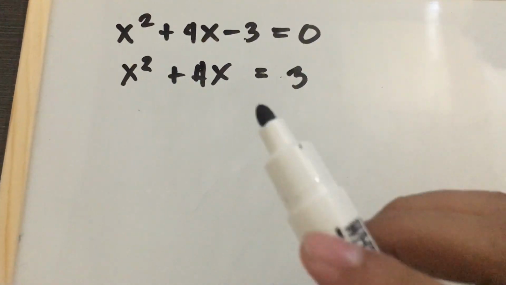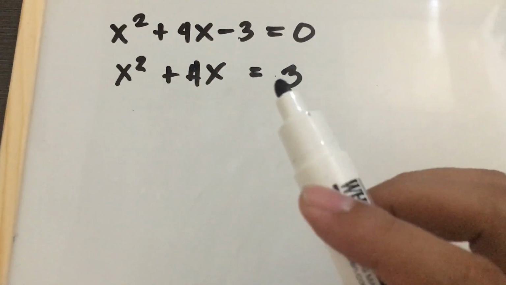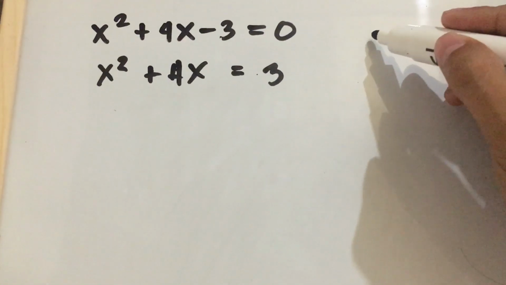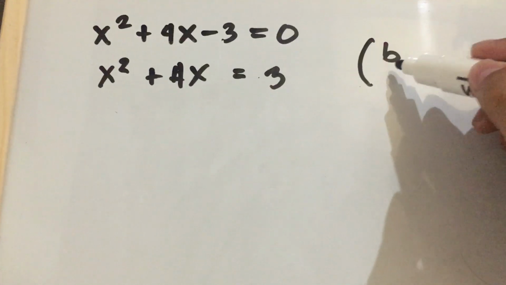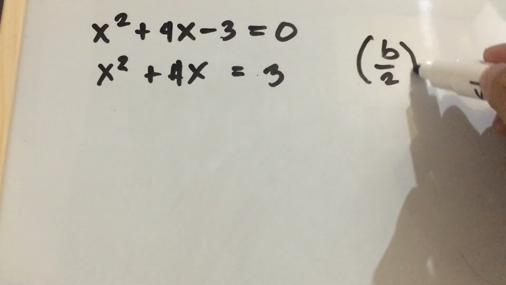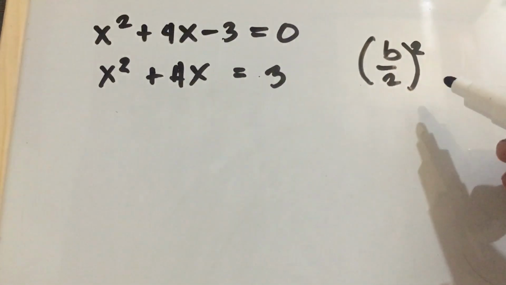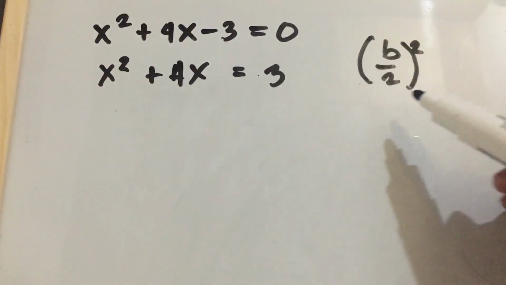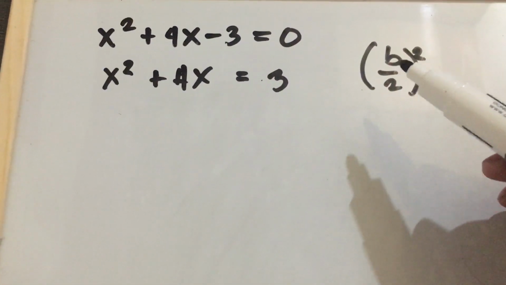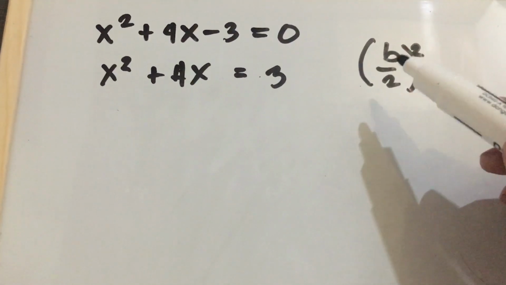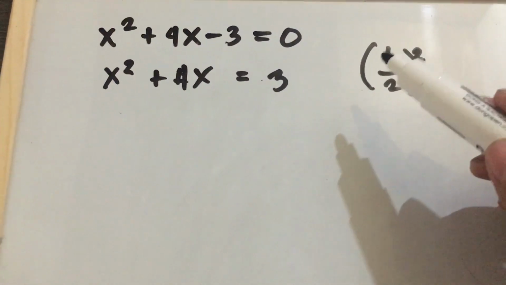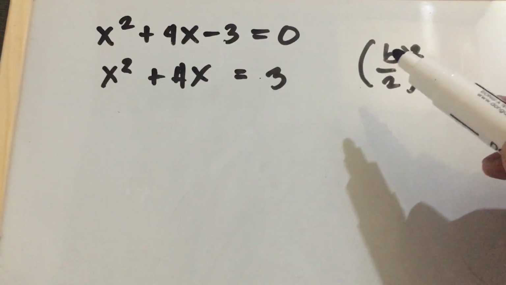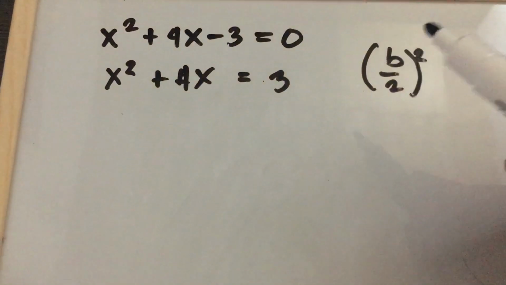Our next step is, we need to find the formula in completing the square. What is the formula in completing the square? We have b over 2 squared. Again, b over 2 squared. That is the formula in completing the square. Where do we find the b? The b is the numerical coefficient of a variable x or any kind of variable.